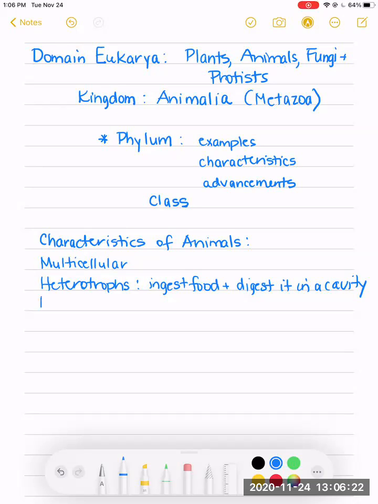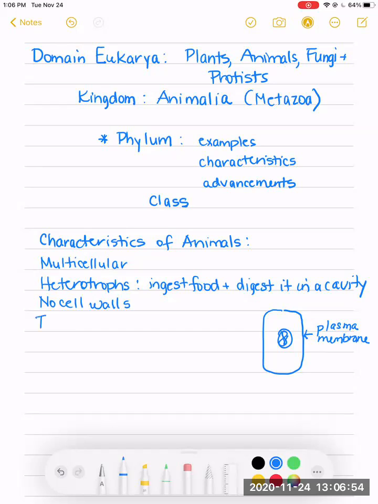Their cells do not have cell walls. So what that means is on the outside of the cell, you just have the plasma membrane. No cell wall around that plasma membrane. Recall that plants, fungi, and bacteria all have a cell wall around that plasma membrane, but animals do not, and that's one of the characteristics that defines animals.